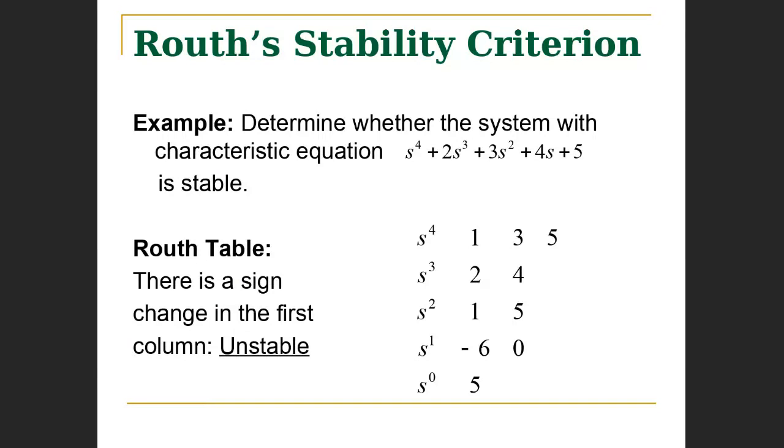All right, so we're doing a root table. Determine whether the system with characteristic equation s to the 4 plus 2s cubed plus 3s squared plus 4s plus 5 is stable. All right, is the system stable? So the first aspect shouldn't be difficult for you. That is how you select the elements in the first two rows. So we should be able to do that.